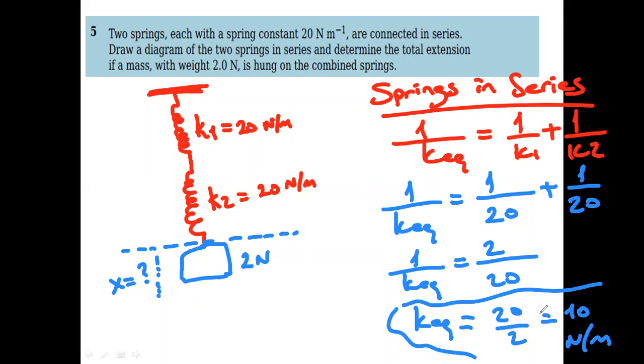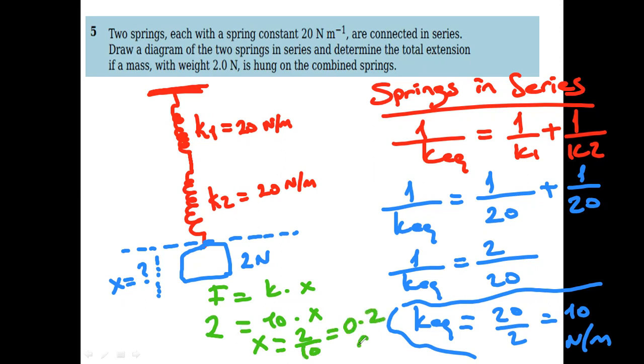Now I can easily apply Hooke's law. And we know that Hooke's law states that F is equal to K times X. Everything is given, I'll just put them in place. F, the weight of the mass, is given as 2 Newton. 2 is equal to the equivalent spring constant I have just calculated as 10, times X. So from here, X is going to be equal to 2 over 10, which is equal to 0.2 meter.